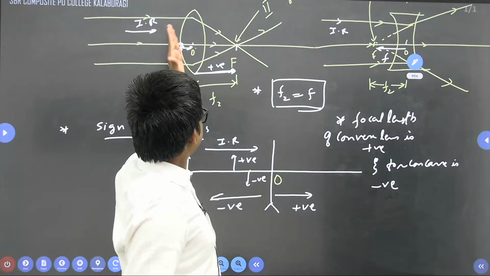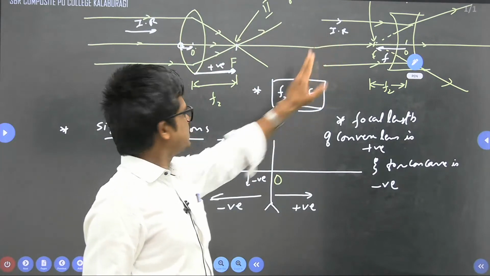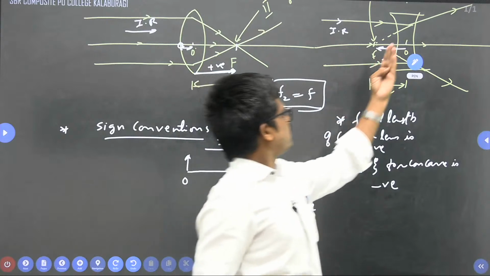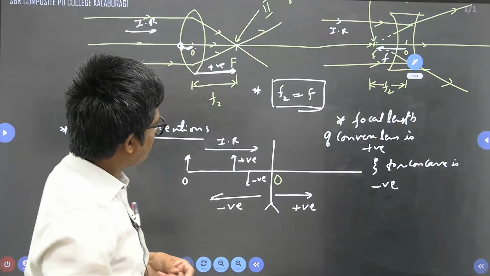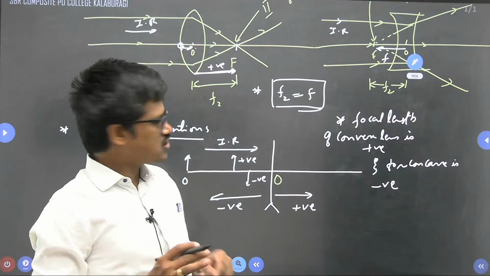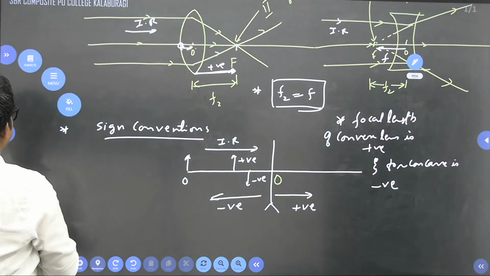So distances measured from the optic center from left to right are taken as positive. From right to left, distance measurements are taken as negative. So the focal length of concave is negative. Got my point? Done. Okay, now let me move on.